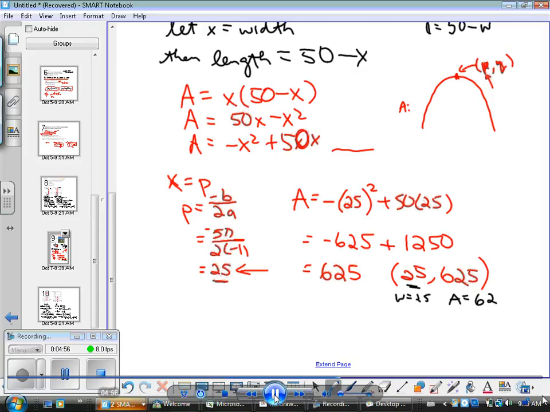So the width is 25, the area is 625. Obviously the length, because it's 50 minus the width, also has to be 25. So a square 25 by 25 corral gives you that maximum area of 625 meters squared, which is what we were trying to find.